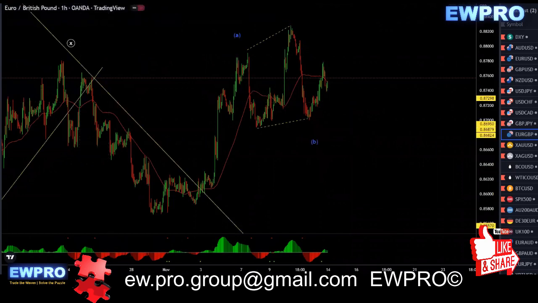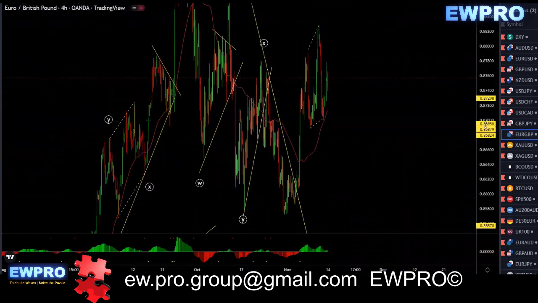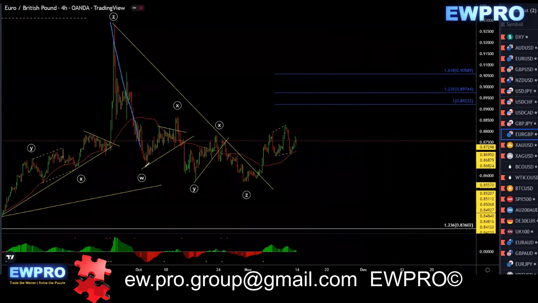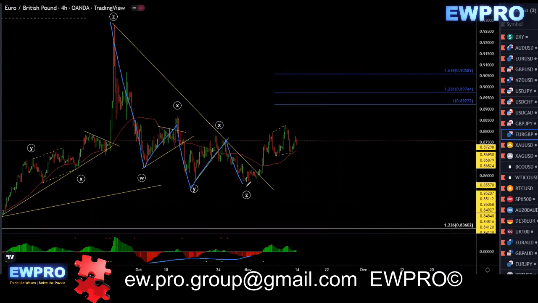EG on the H4. So we got those 5 down, W, X, Y, X2 and a Z down. We got all that bullish divergence. We got a break of the trend line. We're waiting for a correction. We got a correction in here on the H1. So we're looking for upside.